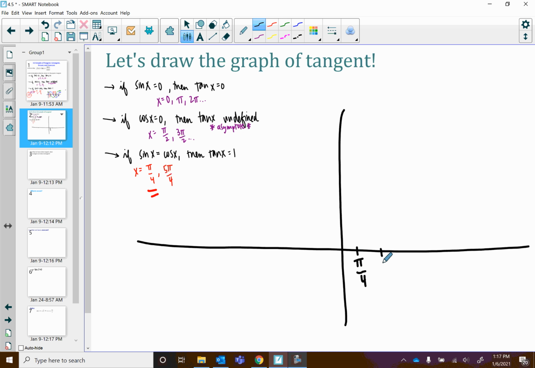1/4, 2/4, pi over 4, so that would really be pi over 2. 3/4, 3 pi over 4, and 4/4, which would be pi. 5 pi over 4, 6 pi over 4, which is really 3 pi over 2, 7 pi over 4, and then 8 pi over 4, which is 2 pi. I'm also going to take a moment and put that same scaling on my negative x-axis.